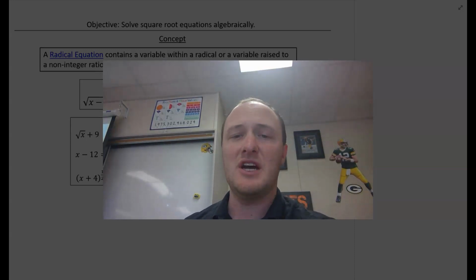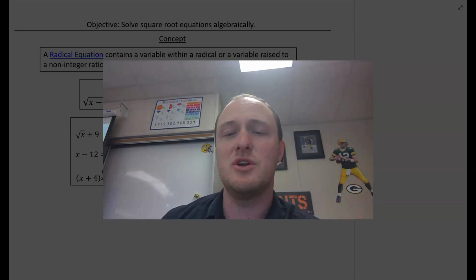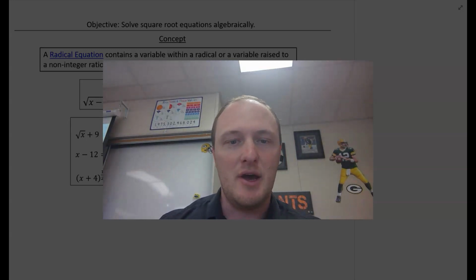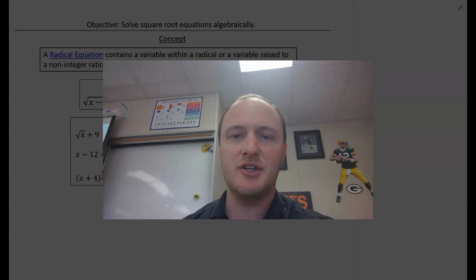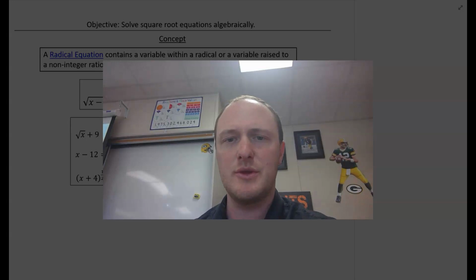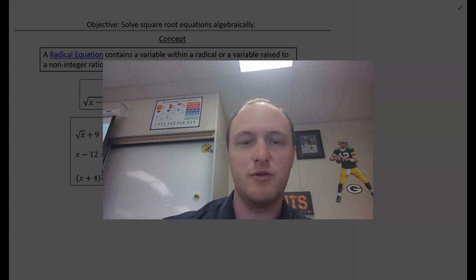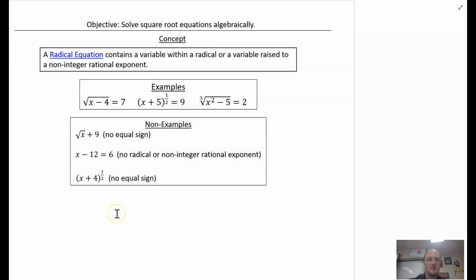This is 7-1. We are talking about solving square root equations, and we're going to do this algebraically. I'm going to split this lesson into two videos. I'll do some examples and then go over some practice problems with you, and then we'll do the same thing in the next video. All right, so without further ado, let's talk about solving square root equations.